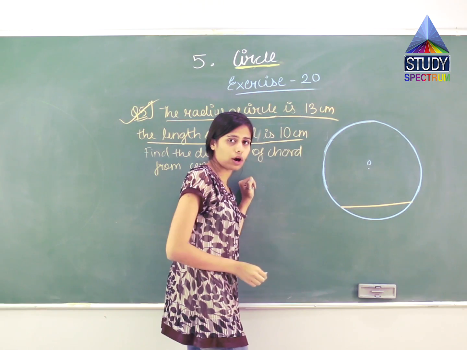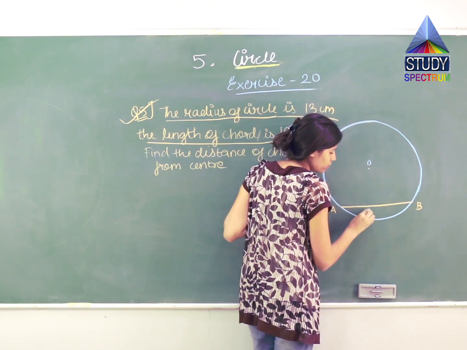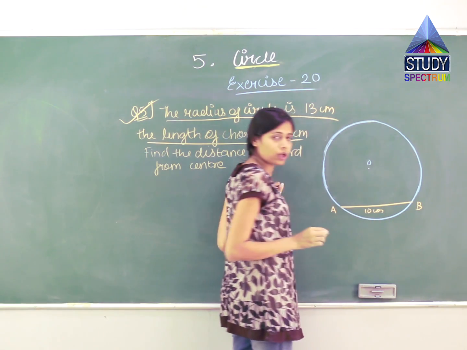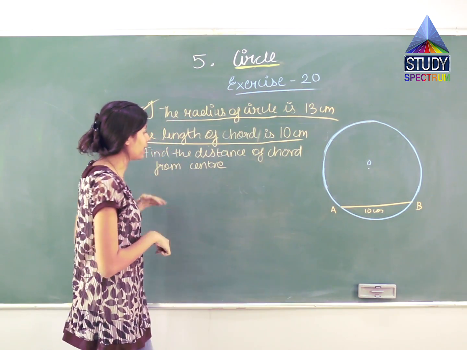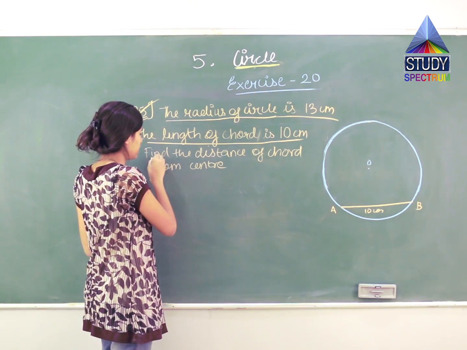This is the chord. Let us name it as AB. So this is AB. The length of this is what? 10 centimeter. Given in the question. Now let us read the question further. Now what they are trying to ask you. So let us read it.